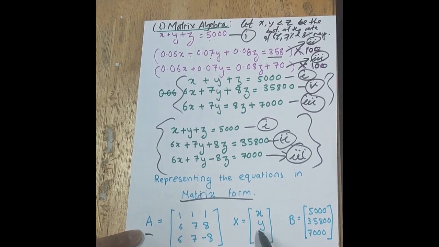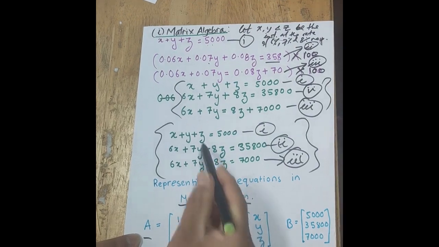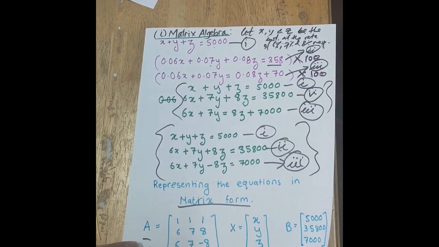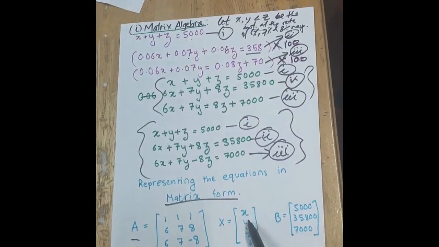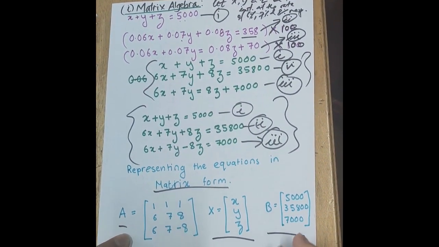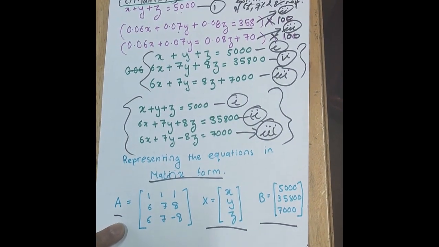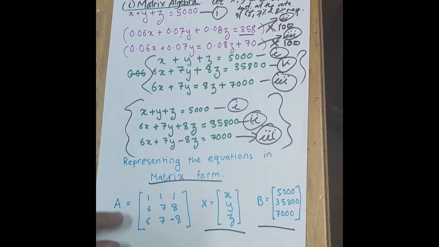And second is to get the matrix X, which is our variable matrix, the variables involved in the system of linear equations, given by X, Y, and Z. And the third matrix B is our constant matrix, which is given by the constants of the equations, 535,800 and 7,000.